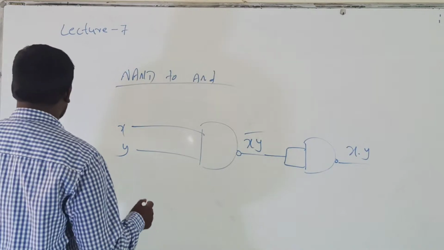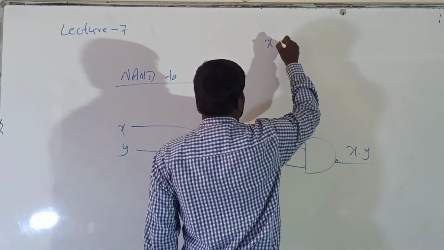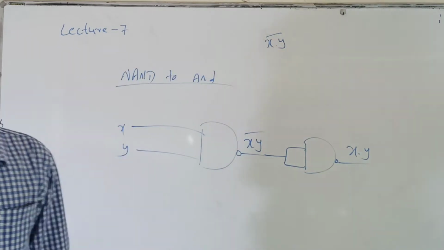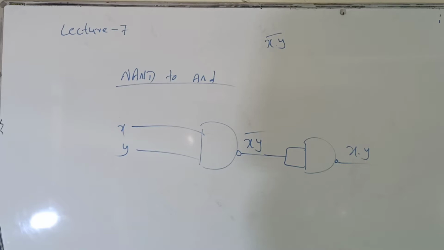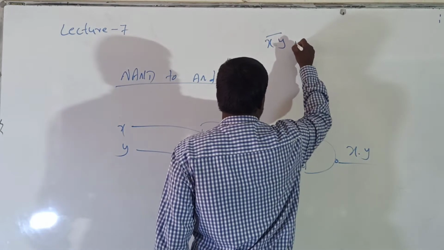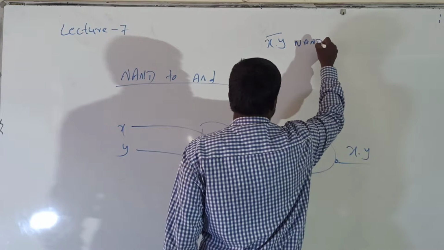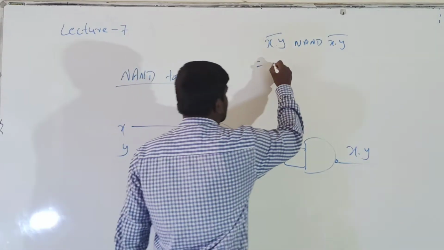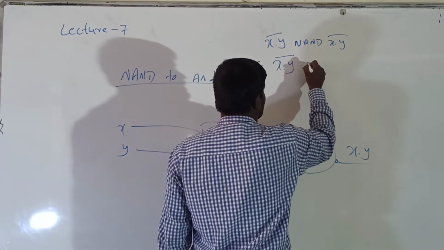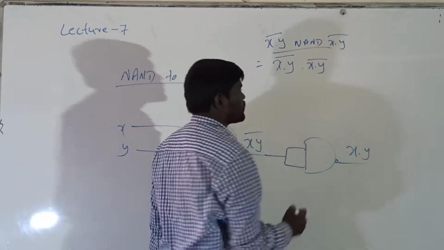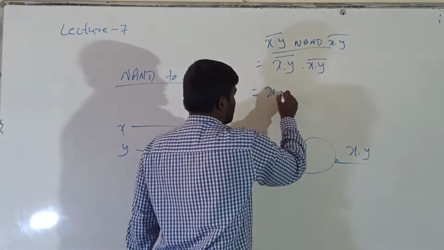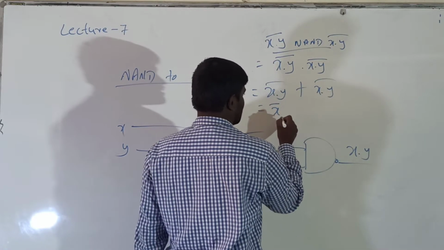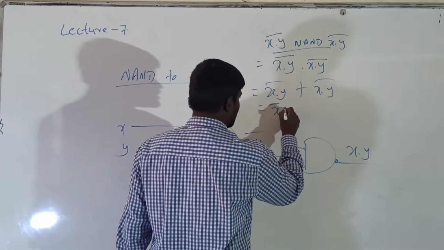See here, logic is X into Y whole bar, X into Y whole bar, again NAND, X into Y whole bar, X into Y whole bar into X into Y whole bar, complete whole bar. It means that X into Y whole bar plus X into Y whole bar. Finally X into Y whole bar.